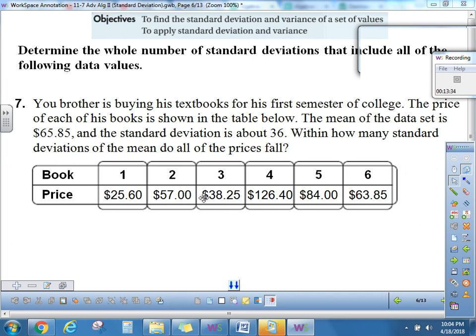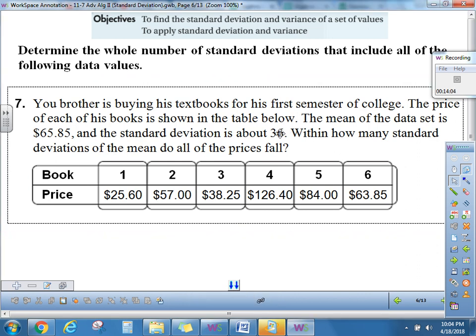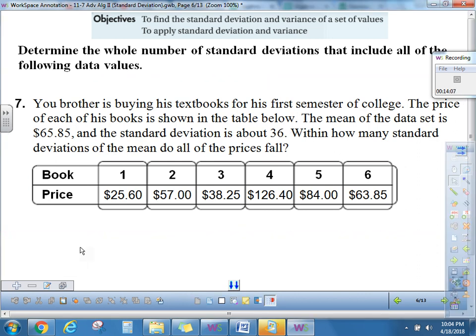I hate to tell you guys this, but that is not very far off. As a matter of fact, that's a little low as far as textbook prices go. Anyway, the standard deviation is about 36. Within how many standard deviations of the mean do all the prices fall?